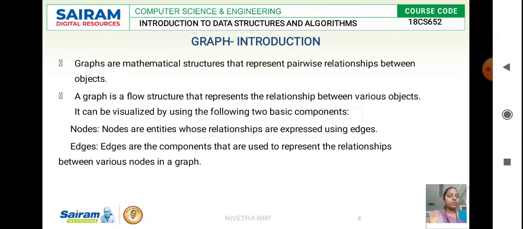We use this graph to represent the relationship between the objects. How do we do this? We use two terminologies, nodes and edges. The nodes are nothing but the data we represent, and the edges are nothing but how these data are connected, how the nodes are connected. We define that in terms of edges.